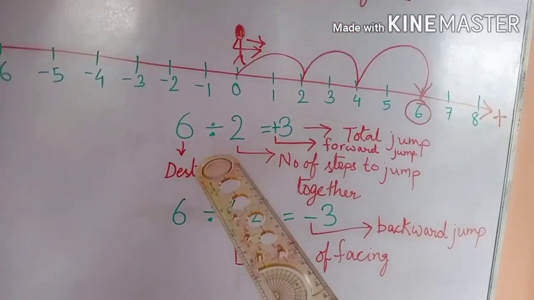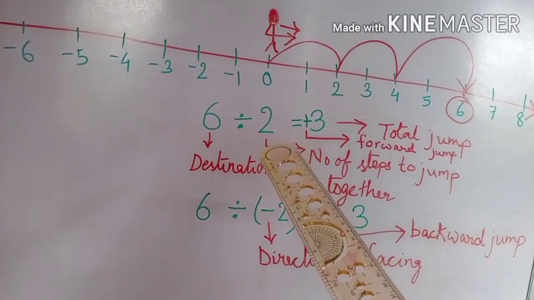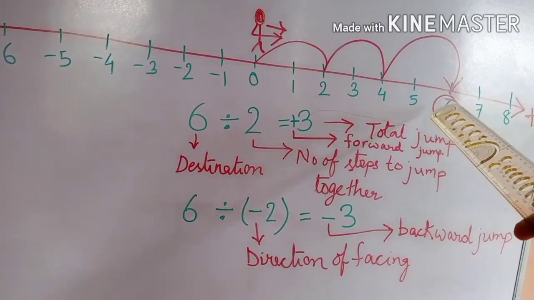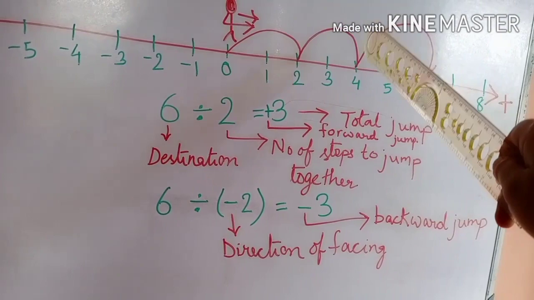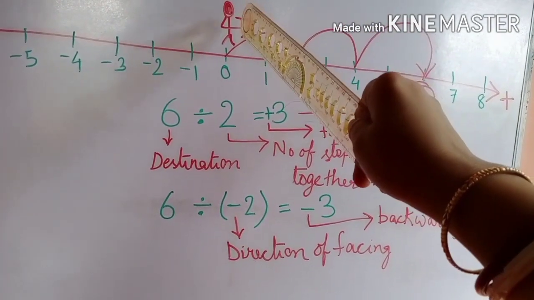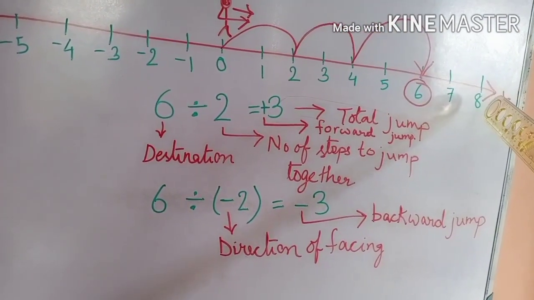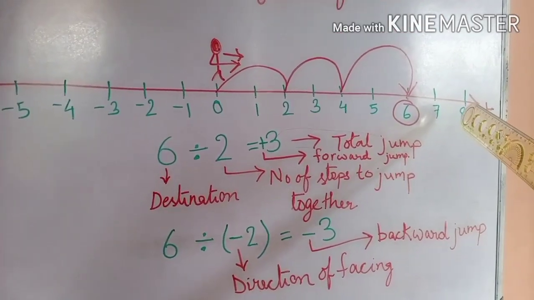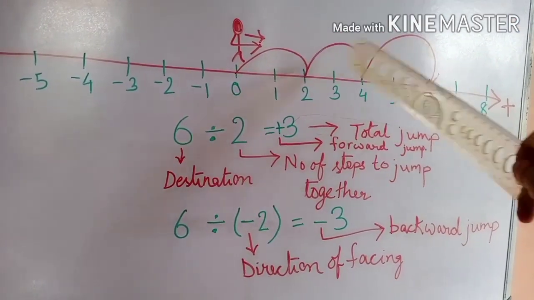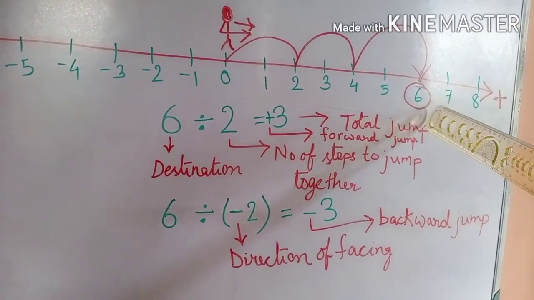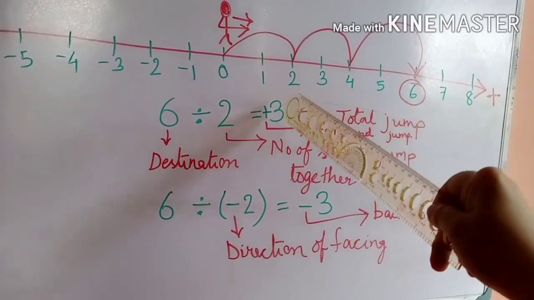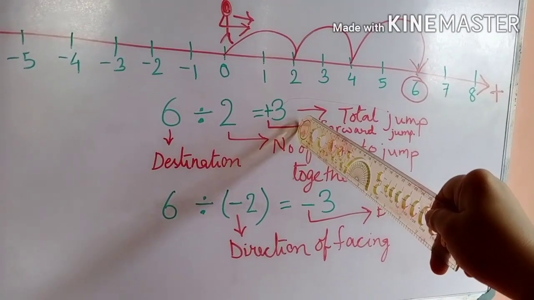Now see the first question, 6 divided by 2. So the man has to reach this point plus 6 in 2 steps at a time. So surely he should be facing in the forward direction. This is our plus sign. So this man should be facing in the forward direction. So in 1, 2 and 3 steps, the man reached his destination. So what is our answer? Our answer is plus 3.